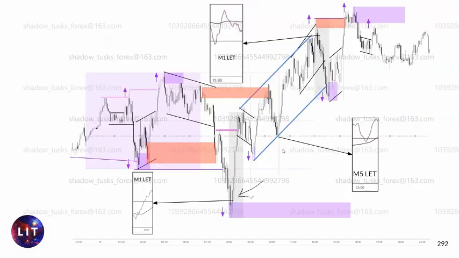So entry helper. Okay, so we got some interesting things here. We've had our inducement, and then we've had that followed by an M1 let. Which one of our entry approaches is that? Again, here the ideal play would be something like this.